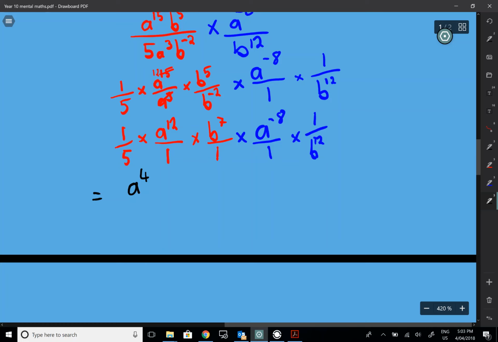I have my b7 on the top as well, because I can't simplify those b's yet. Then over 5 times 1 times 1 times 1 times b to the 12. And my final step, I've got no a's to cancel that out with any further, so I just leave this as a to the 4, b to the 7, b to the 12. They're all going to disappear. I'm going to take away 7 from 12, which is going to leave me with 5. A to the 4 over b to the 5. And that is my final answer just there.